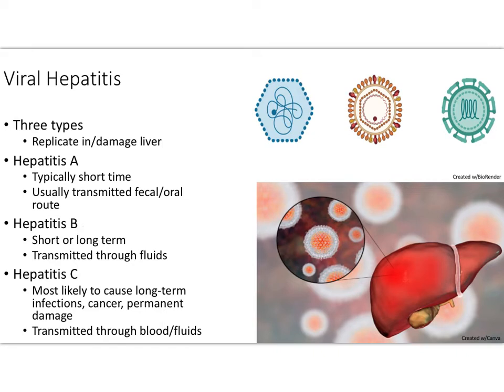Hepatitis B is the next one that we will talk about. Hepatitis B can either be a relatively short-term illness or can turn into a long-term kind of chronic situation. This one is obtained primarily through bodily fluids. It can be through sexual contact. It can be through things like sharing needles for IV drug use. It can also even be from things like sharing razors or toothbrushes in certain situations.